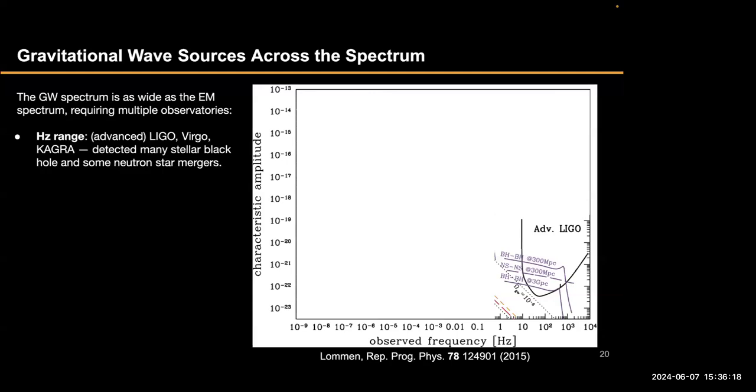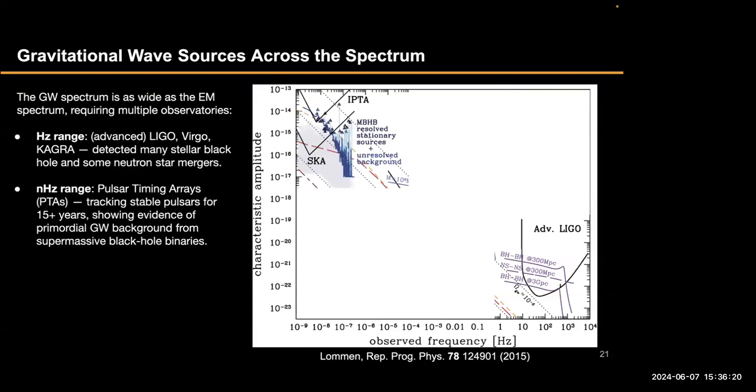Then on the other far end of the spectrum, in the frequency of nanohertz, you have the pulsar timing arrays, and I forget the name of that square one. But you have other detectors that are specialized in detecting these type of waves that come from the gravitational wave background from supermassive black hole binaries.